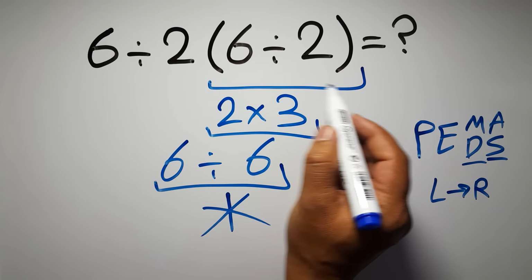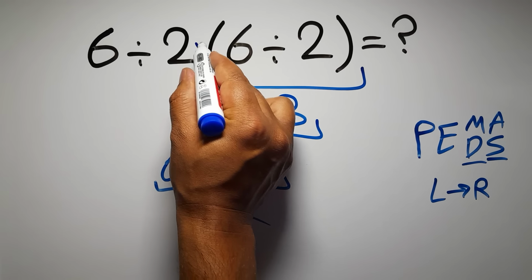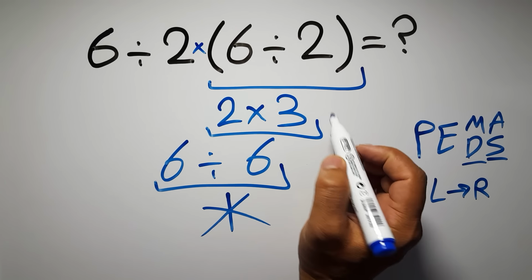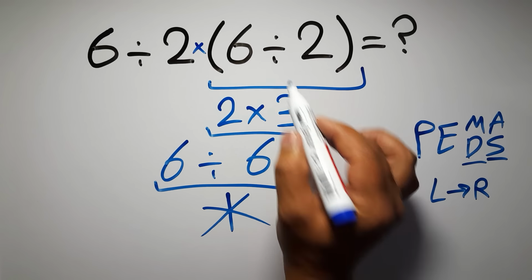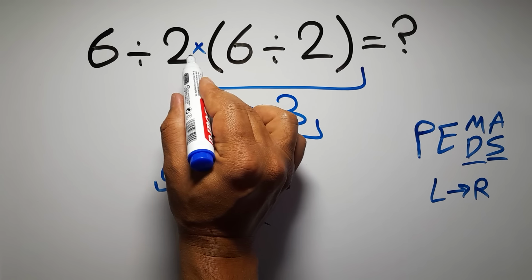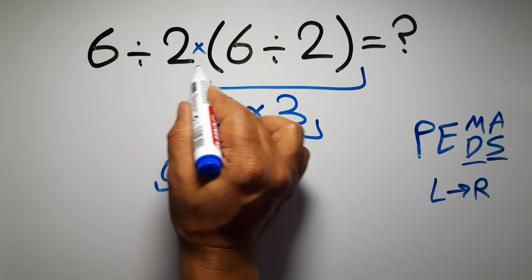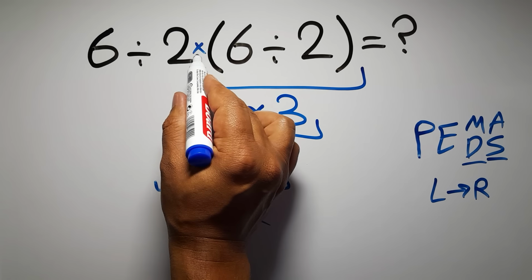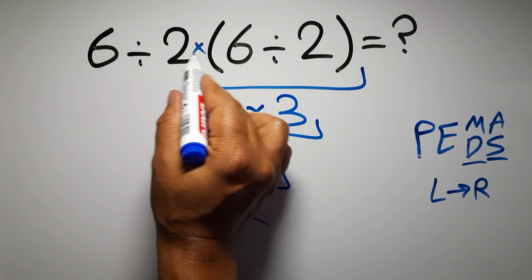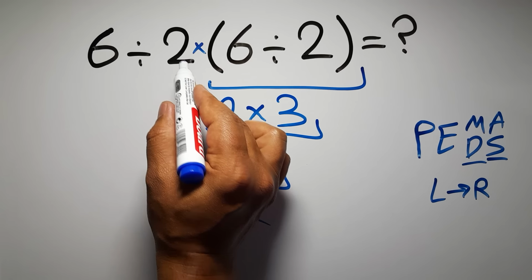In this expression, we have one division, one multiplication, and one parenthesis. Inside this parenthesis, we have one division. Here we have a multiplication because in mathematics, when a number is placed next to parentheses, it means multiplication. And we usually don't write the multiplication sign for brevity.